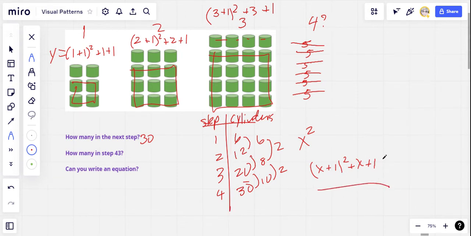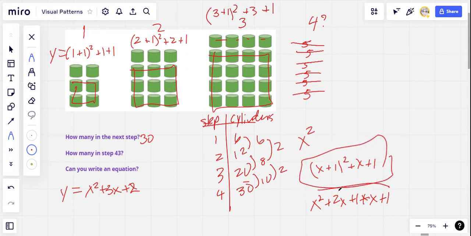I'm going to FOIL this out and see if I can simplify this at all. So (x plus 1) squared would be x squared plus 2x plus 1. And then we have a plus x and a plus 1. So that would be x squared plus 3x plus 2. So that equation, after I've FOILed it out and combined the like terms, is that right? Yeah, that looks right. That will be an equation that you could use to predict any step at all here. You could keep it in this form if you want. I mean, this form has some advantages because it really shows visually what's going on here, but this form is a little simpler just in the algebra.